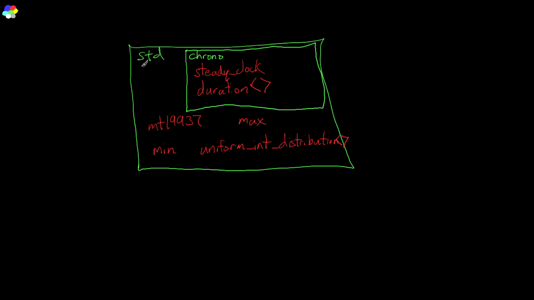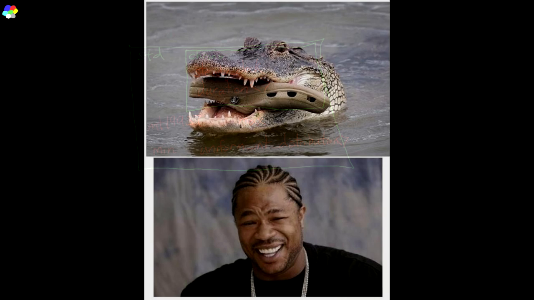Also declared inside the std namespace is the chrono namespace. And inside of chrono, you've got steady clock and duration. You've got namespaces inside of namespaces.